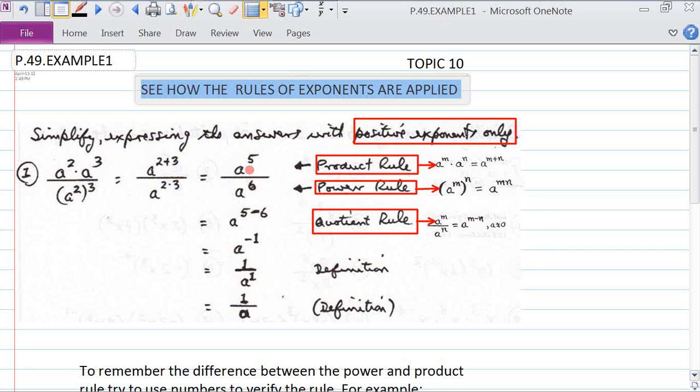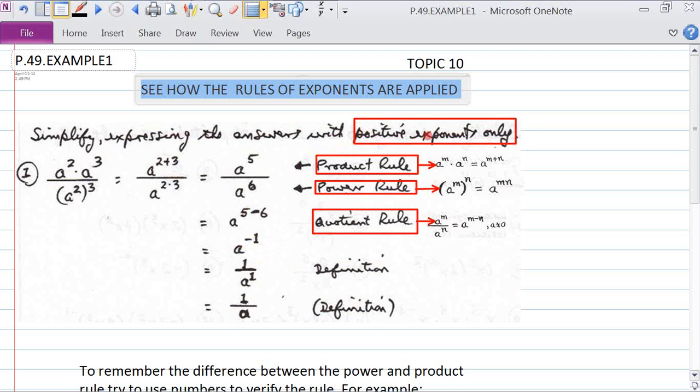Okay. Now, once you've got a to the 5th on the numerator and a to the 6th on the denominator, you simplify it further, and you bring a to the 6th from the denominator up to the numerator and subtract it. So there's a plus 6 here on the denominator. When you bring it up to the numerator, it becomes minus 6. And this is the quotient rule right here. And so 5 minus 6 gives us a to the minus 1.